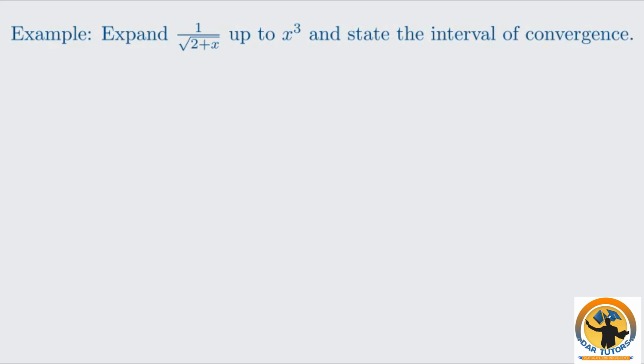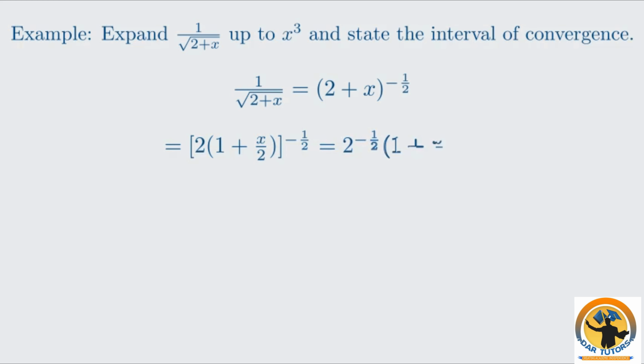First, we rewrite the expression in the form (a + bx)^n. 1 over the square root of (2 + x) is the same as (2 + x)^(-1/2). Now, we factor out the first term, 2. This becomes 2^(-1/2) times (1 + x/2)^(-1/2). 2^(-1/2) is 1 over the square root of 2. So our expression is 1 over root 2 times (1 + x/2)^(-1/2).